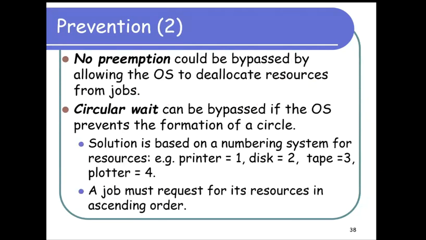All right. And then no preemption could be bypassed by allowing the OS to deallocate resources from jobs. So the OS has the power to deallocate resources from jobs because maybe some of the jobs coming in have more priority and are more important than your jobs here. And circular wait can be bypassed if the OS prevents the formation of a circle. The solution is based on a numbering system for resources.